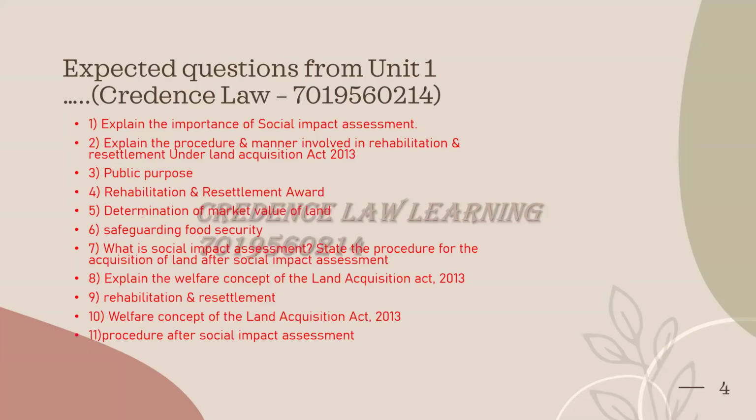And the expected questions. Two questions we can expect. One is social impact assessment, what is its importance and how it takes place. And then the manner and procedure for rehabilitation. As I was emphasizing earlier, it is chapter 4 which deals with the process, the manner and the procedure of how rehabilitation takes place. They've also added the concept of the Rehabilitation and Resettlement Award, which is given in chapter 5 of the Act, containing sections 31 to 42. That has also been covered in the question series of past papers.